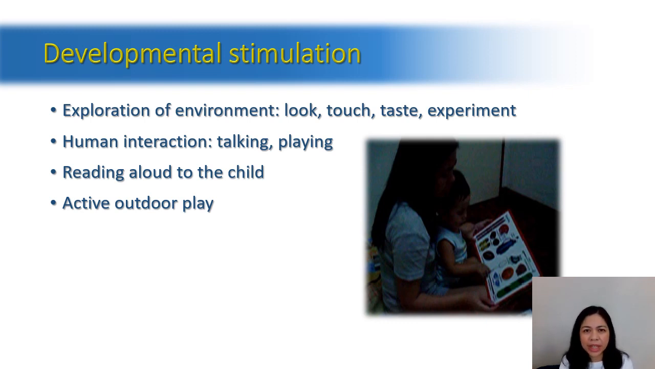So if you really think about it, if there's one activity that prevents all of these developmentally stimulating activities, what would it be? What activity would prevent a child from exploring, from interacting, from having reading activities, and from actively playing? So can you think of a particular activity?